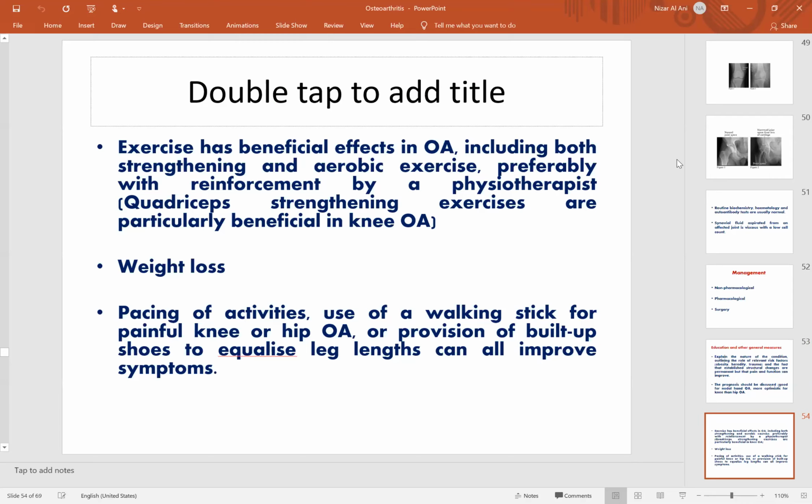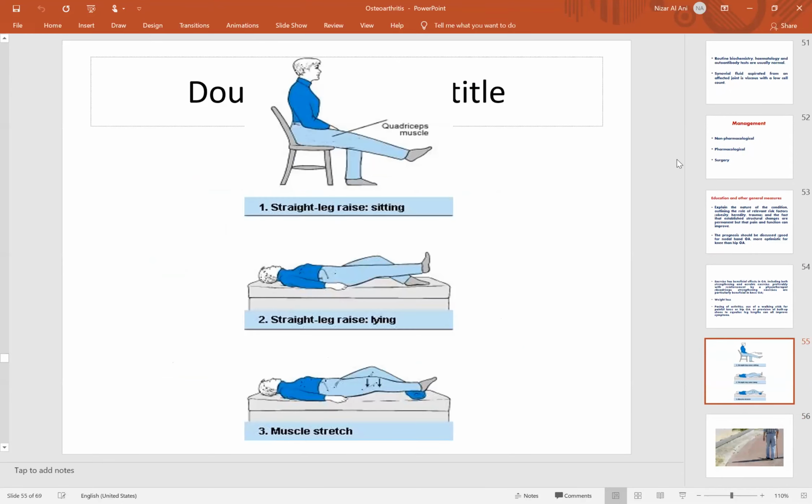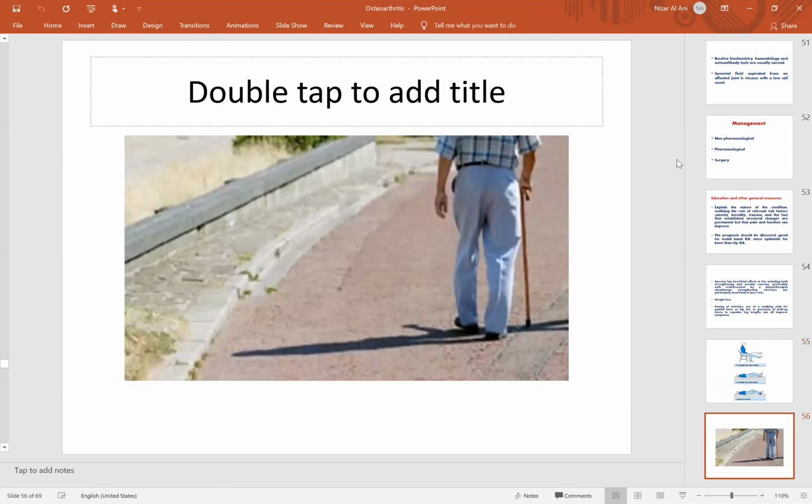Weight loss is important. Pacing of activities, use of a walking stick for painful knee or hip OA, or provision of built-up shoes to equalize leg lengths can all improve symptoms. This is the straight leg raise in sitting position, in lying position, and the last one shows muscle stretching. This is the stick, which could be beneficial to decrease the weight bearing on affected joints.